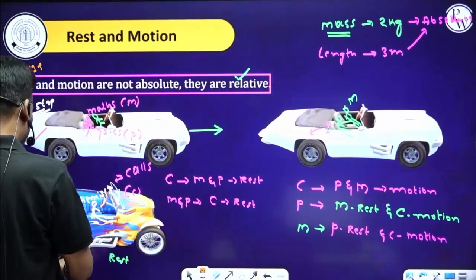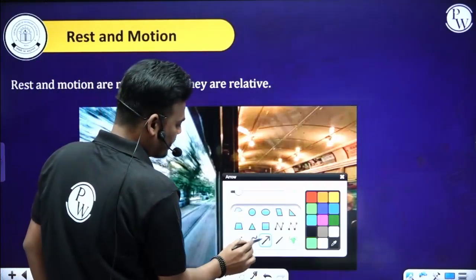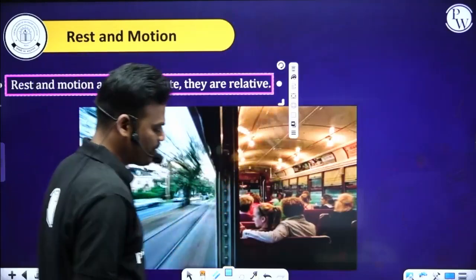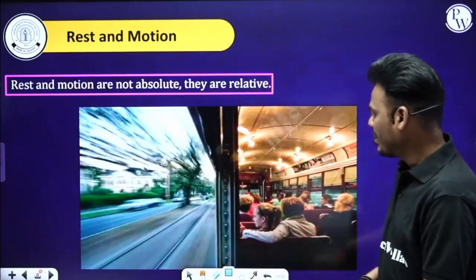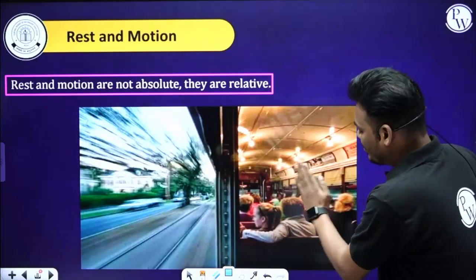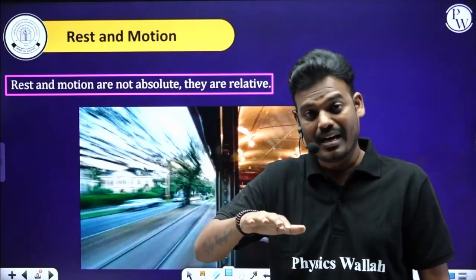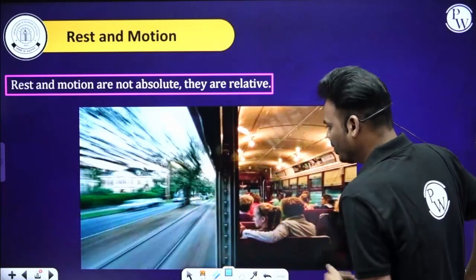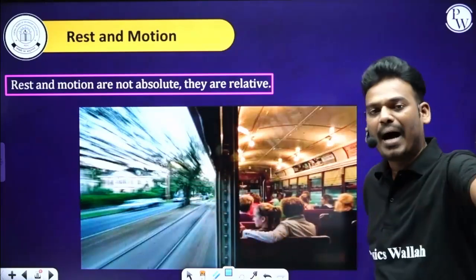Now here you can see the best example for rest and motion being relative. Say you are traveling in a bus. When you see inside the bus, everybody in the bus is in the state of rest. But when you look out of the window, everything outside appears to be moving backward.